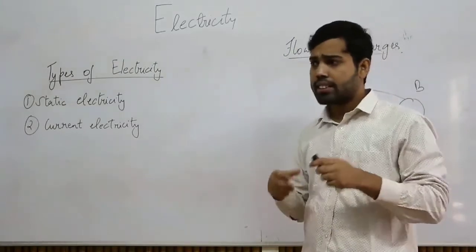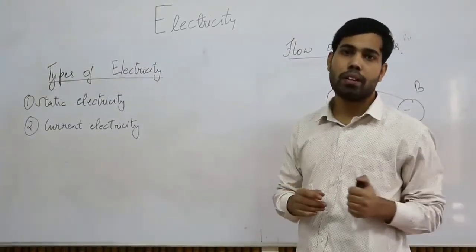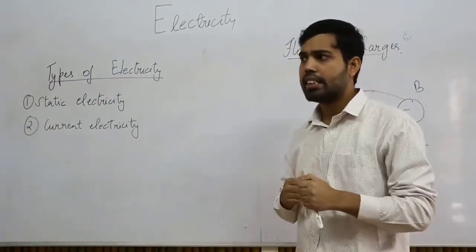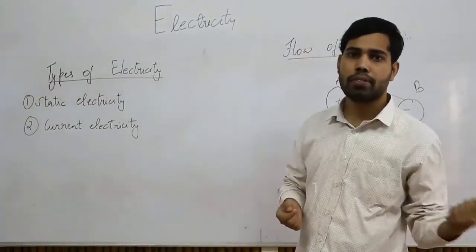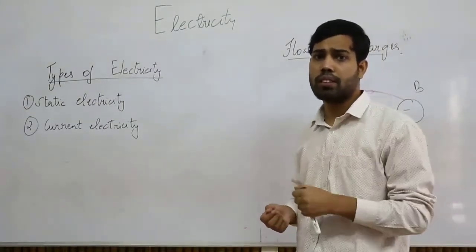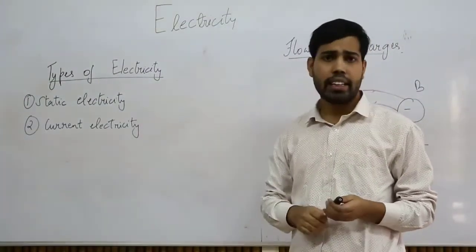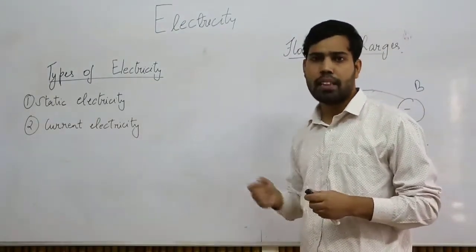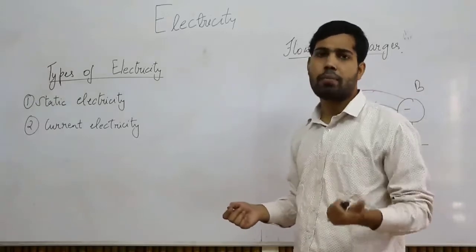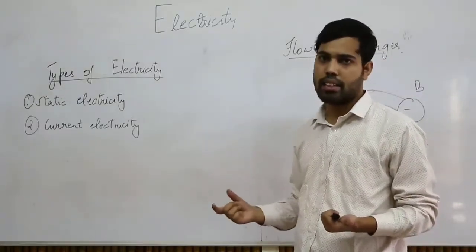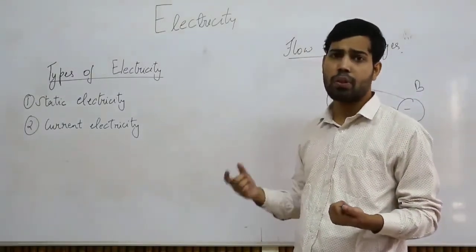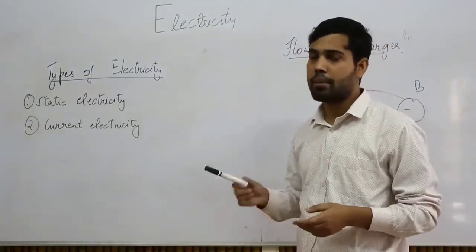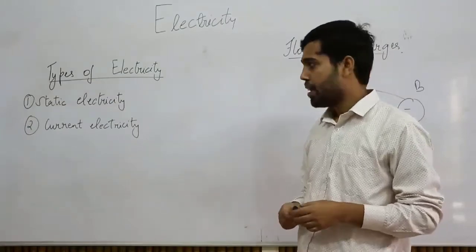And there are charges which can freely move from one part of a body to another part of a body. The electricity acquired by a body by this type of charge, charges which can move from one part to another, is known as current electricity. An example of static electricity is the electricity acquired by your scale, which we discussed. These charges are there in the scale, but they cannot move from one part of the scale to the other. And current electricity is like the applications that we use in our day-to-day life.